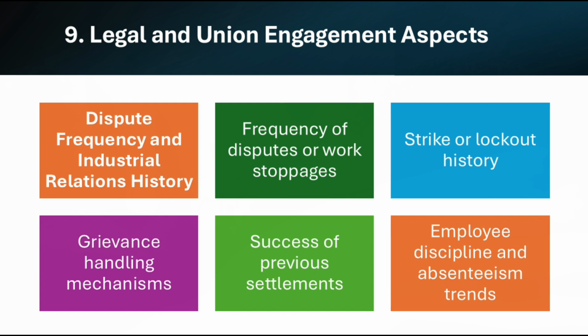Review the company's historical industrial relations record, including frequency of disputes or work stoppages, strike or lockout history, grievance handling mechanisms, success of previous settlements, and employee discipline and absenteeism trends. A stable industrial relations environment generally supports smoother and faster LTS negotiations.